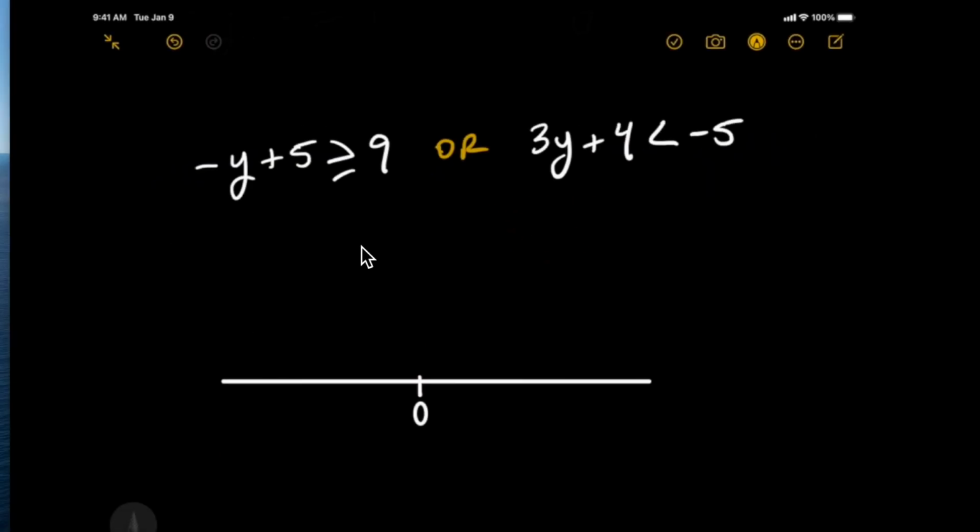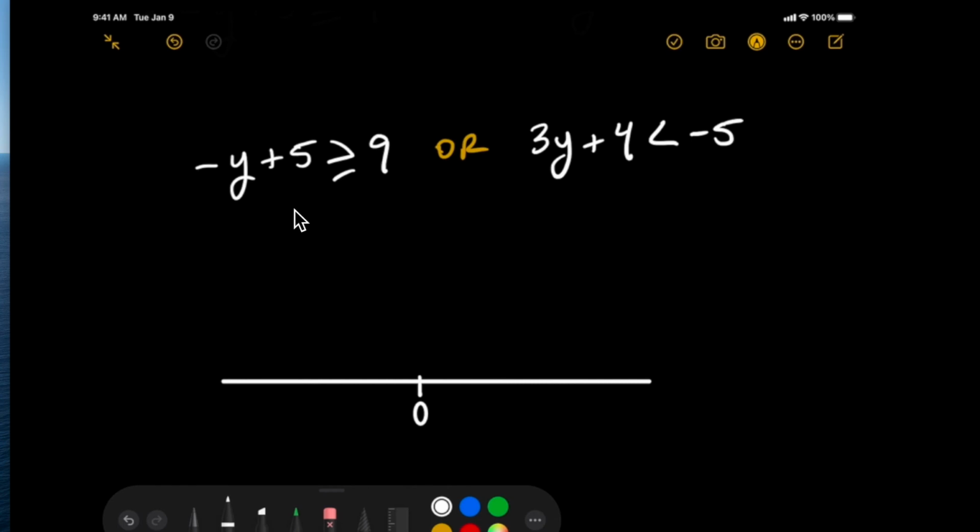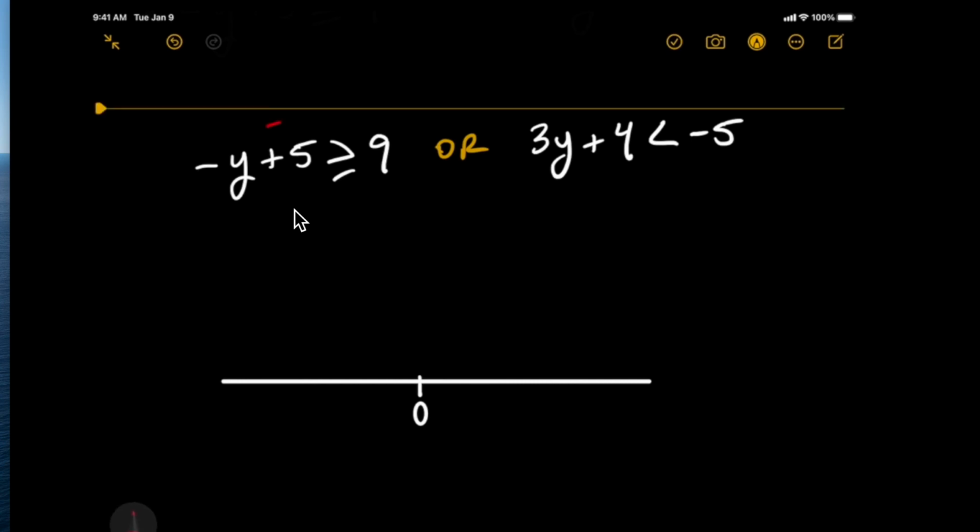In this next problem, we have an OR situation. That means, unless there's a surprise, we're going to see two arrows going in different directions. Let's proceed to solve this. First thing I would do on this left expression, I would subtract 5 from both sides. And I would get negative y is greater than or equal to 4. We have not yet solved for that variable because there's a negative sign. So we have to divide both sides by -1, and because we are dividing by a negative, we're going to flip the sign. And we're going to get y is less than or equal to -4. So we have a flip.